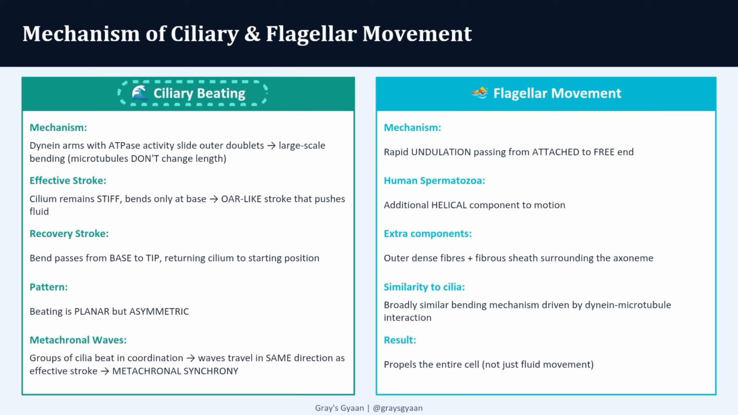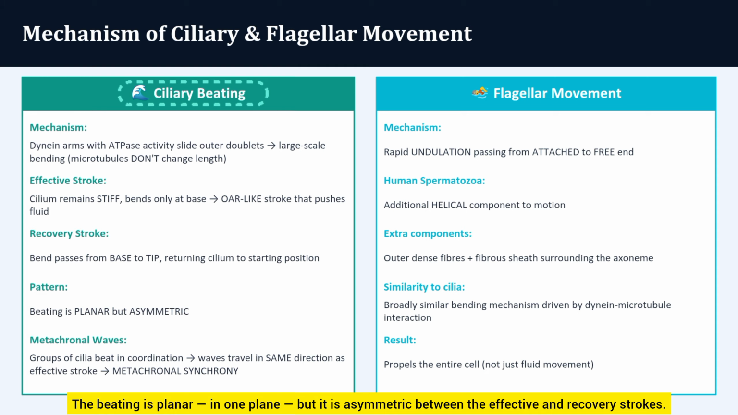Effective stroke. When the cilium pushes, it bends slightly at its base and the rest stays stiff. Just like an oar, the paddling motion of a boat. This pushes the fluid. Recovery stroke. Then to return to position, the bend travels from base to tip. This brings the cilium back to its starting position, ready for the next cycle. Pattern. The beating is planar, in one plane. But it is asymmetric between the effective and recovery strokes.